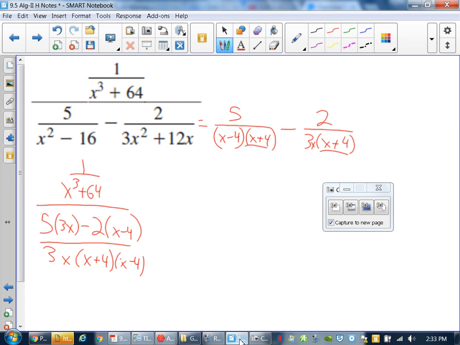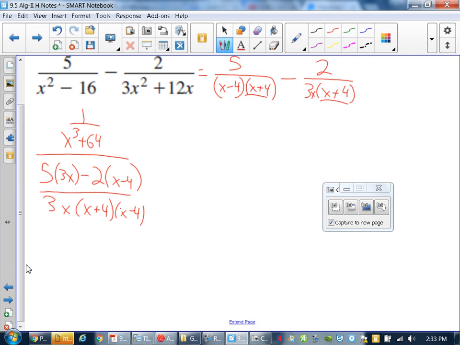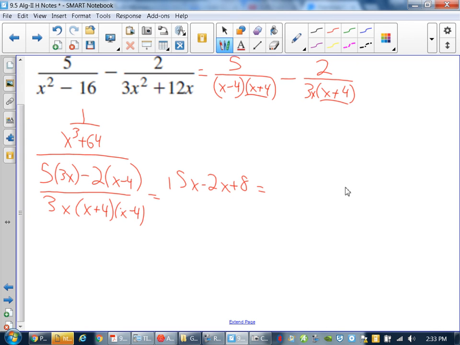Okay. Now, one thing that you'll probably mess up, subtraction. We'll forget that. Negative 2 times negative 4. You'll do the negative x, you make it negative 2x, but you'll probably forget that it's positive 8. So multiply out this numerator portion, you're going to get 15x minus 2x plus 8, which is 13x plus 8 over the junk. And now this just comes right across.